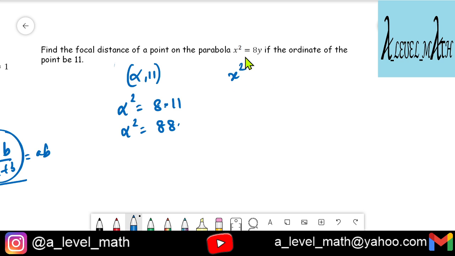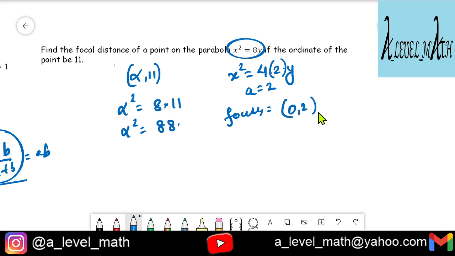So let's write this equation in the standard form. X square is equal to 4 times 2 times y. So x square is equal to 4ay. So this means that my a is equal to 2 over here, because I have written down this equation in its standard form. So my focus is equal to 0 comma a, which is 0 comma 2.